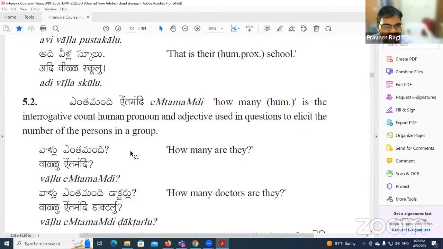Okay. Next word is entamandi. How many is the interrogative count, human pronoun, and adjective used in questions to elicit the number of the persons in a group. Okay. So here we have Vallu entamandi. That means how many are they? Okay. But here, this word they we use for people and also things. Okay. Can you tell me, if we are talking about things, the English sentence will be same. What would be the Telugu translation?